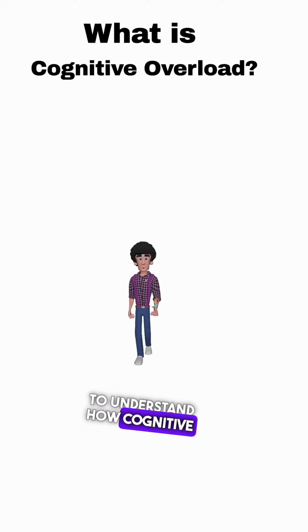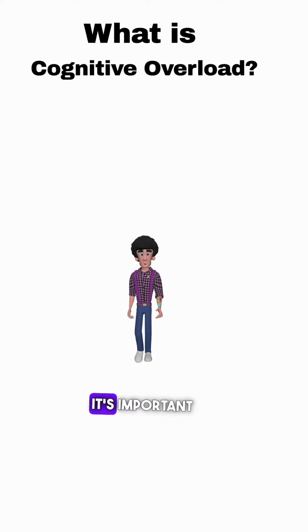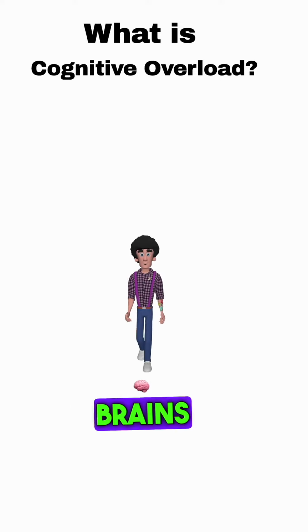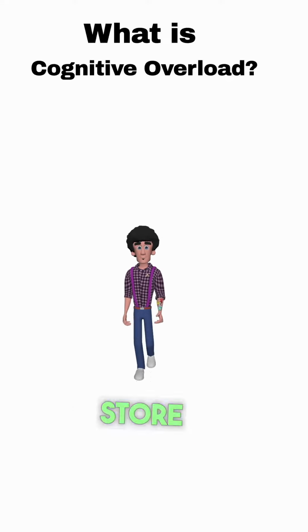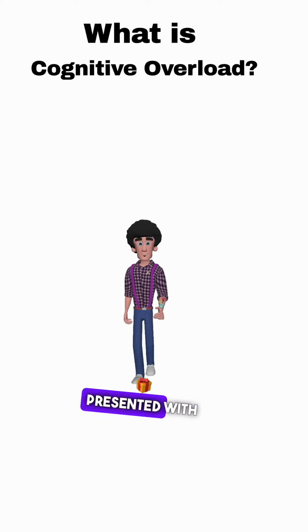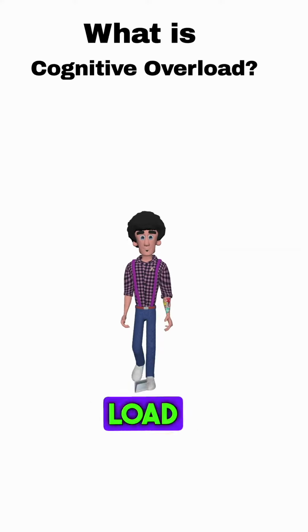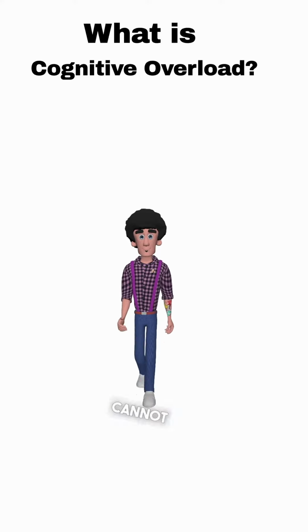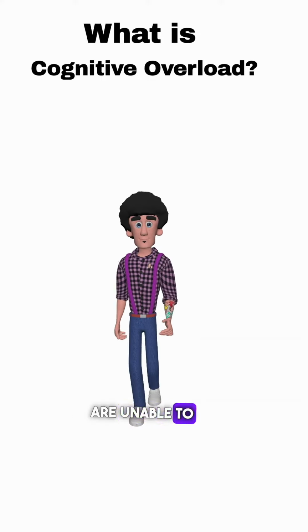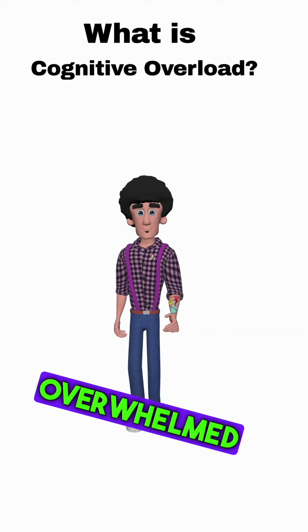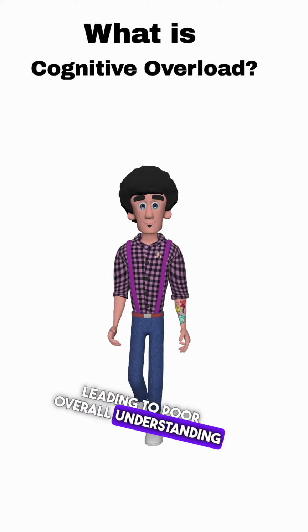To understand how cognitive overload impacts students, it's important to understand how our brains process information. Our brains have limited capacity to process and store information, meaning that when we are presented with too much, the cognitive load becomes too high, and our brains cannot process the material properly. As a result, students are unable to retain information and may feel overwhelmed, leading to poorer overall understanding.